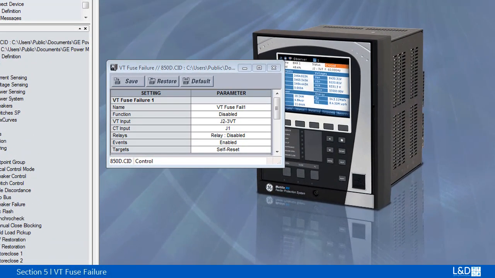The VT fuse failure function in 8 series can be used to raise an alarm or block elements that may operate incorrectly for a full or partial loss of VT potential caused by one or more blown fuses. Depending on the order code, the user may select the CT and VT inputs for the calculation of the positive, negative, and zero sequence current and voltage.